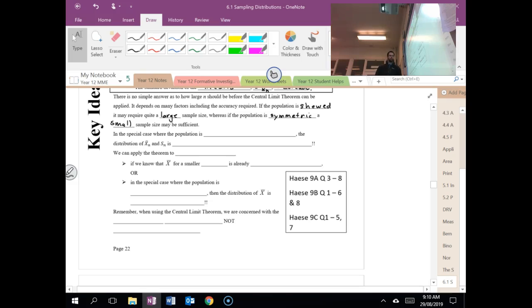So in the special case where the population is normally distributed originally, so the original distribution is normal, then the distribution of the means and the distribution of the sums is always normal. In other words, it will be normal for any sample size. No sample size is going to be not normal. So if the original distribution is normally distributed, then the distribution of means and sums will always be normal. We can guarantee that for any sample size.